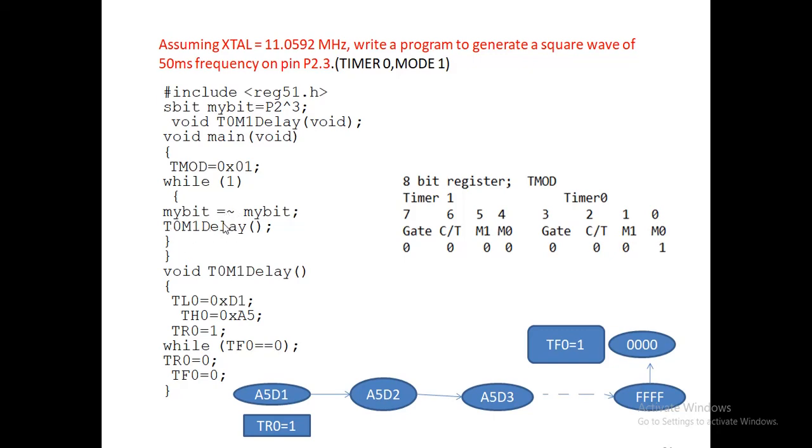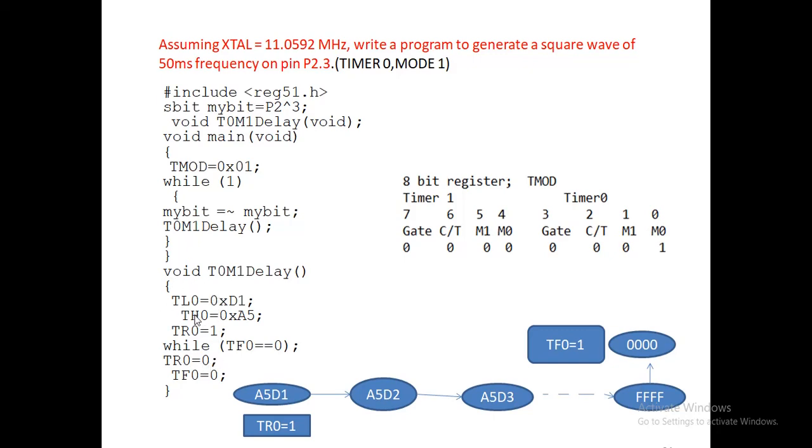I use it to generate the delay. Once it goes high, how much time will it stay high? It will stay up to 25 milliseconds. Once it reaches 25 milliseconds, it comes to 0. Again 25 milliseconds it stays at the 0 value. Next high, low, and so on. So once I execute this, here only I write the timer programming. Here only I am going to generate the delay of 25 milliseconds.